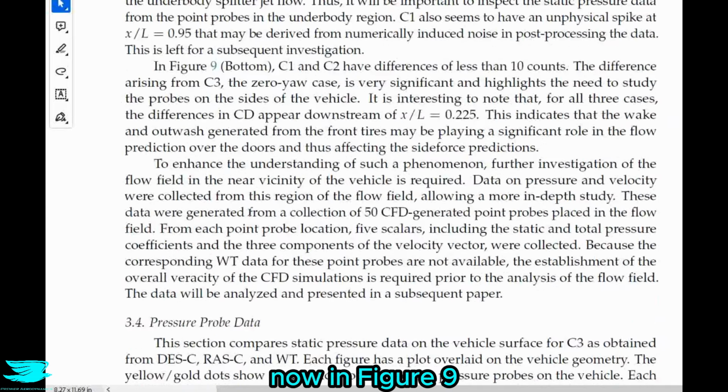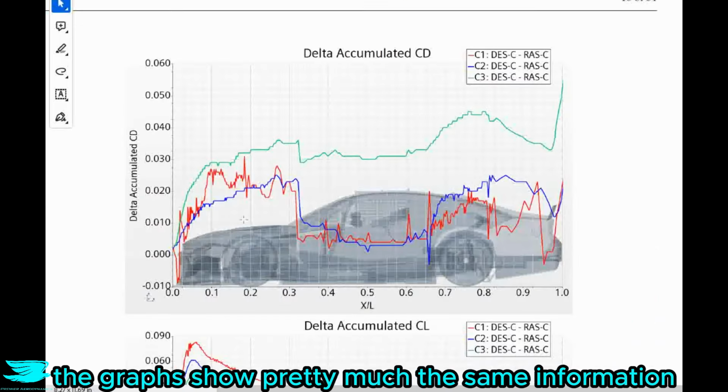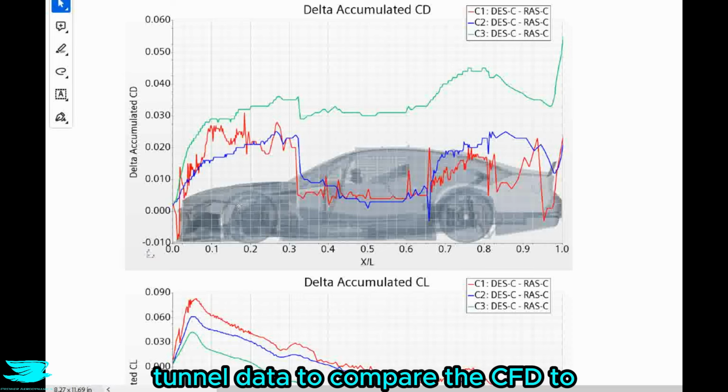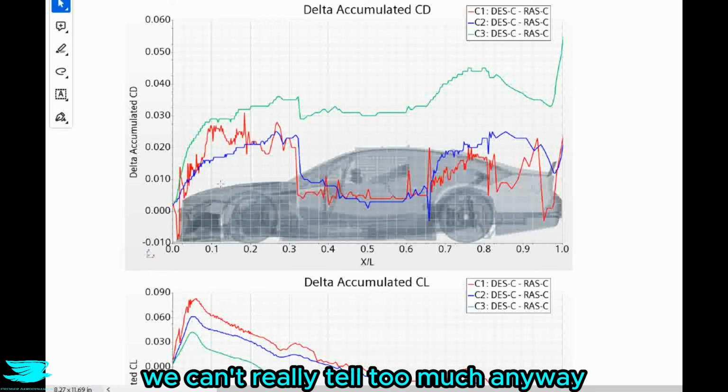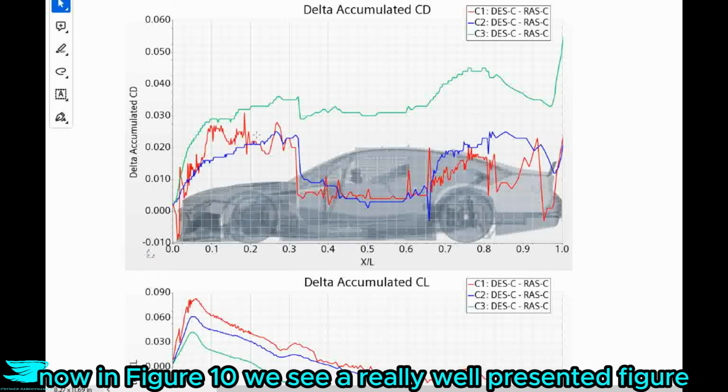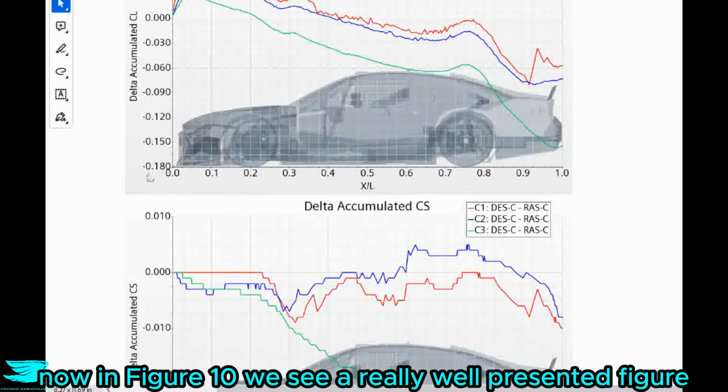Now in figure 9, the graphs show pretty much the same information, but just presented as deltas between the RANS and the IDDES simulations. And because we don't have any wind tunnel data to compare the CFD to, we can't really tell too much anyway. So let's move on.